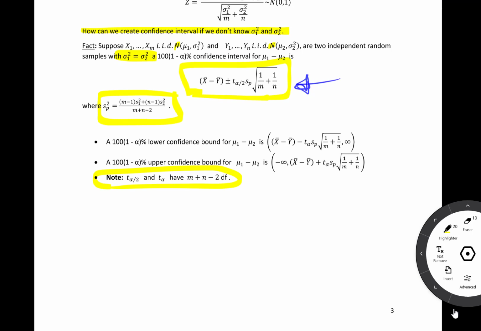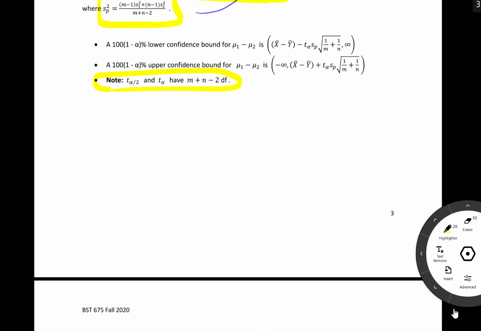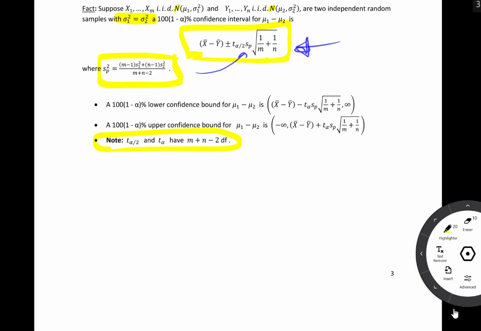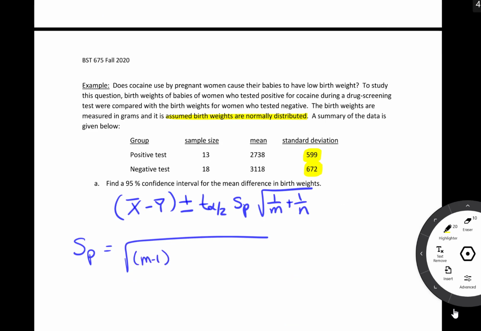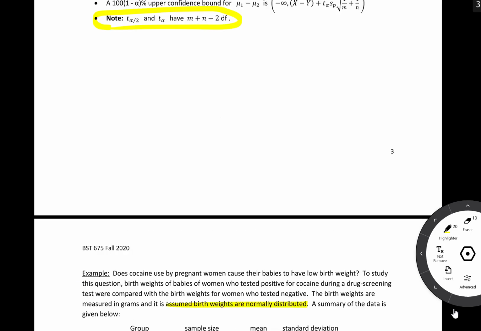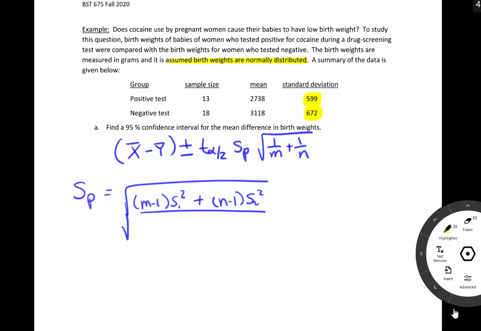So here we're given the formula for the pooled variance, so notice when we plug that in, we are going to need to convert it to the standard deviation. In order to do that, I'm going to go ahead and take the square root of that value that we have the formula for. So writing down that formula, we're going to have m minus 1 s1 squared plus n minus 1 s2 squared. And then in the denominator, you'll notice we're also going to have m plus n minus 2, which also gives us the degrees of freedom for our t distribution.